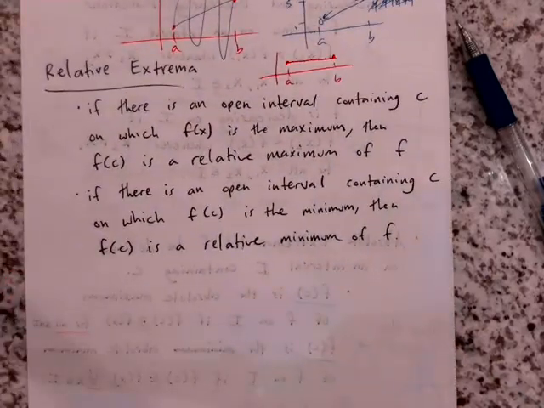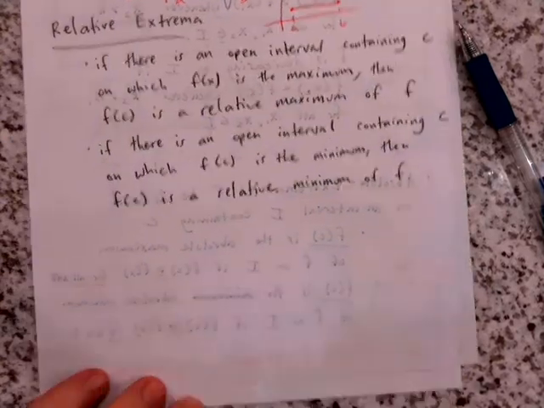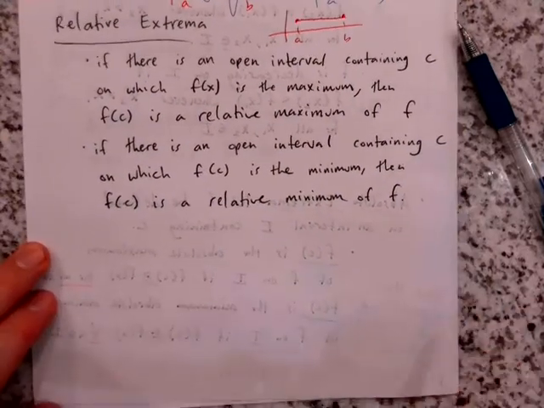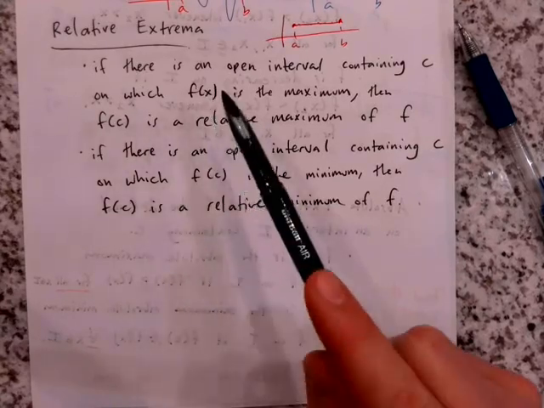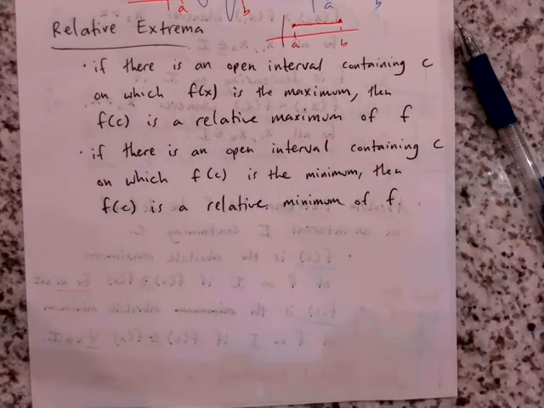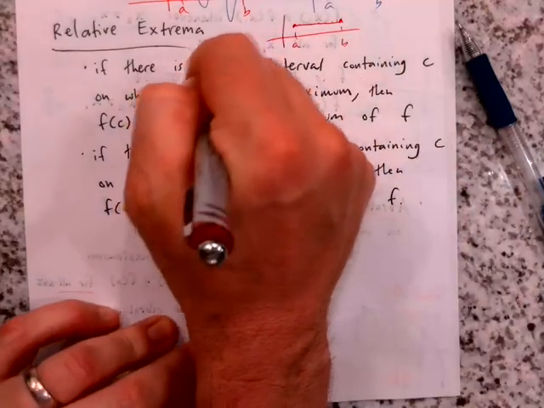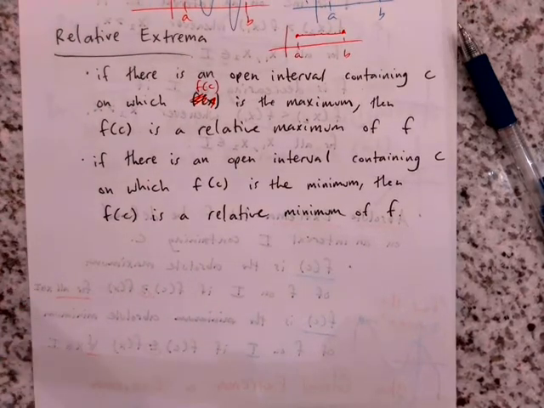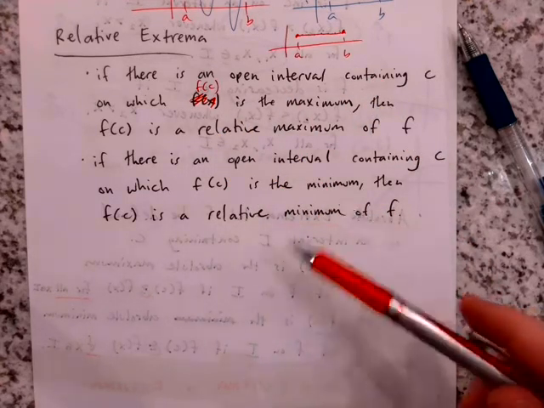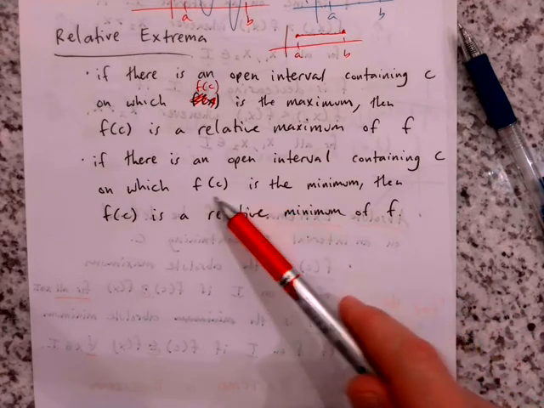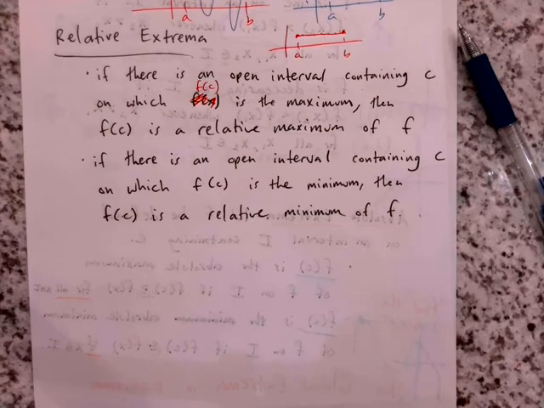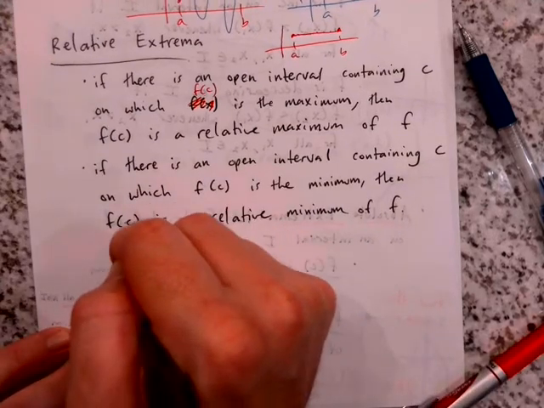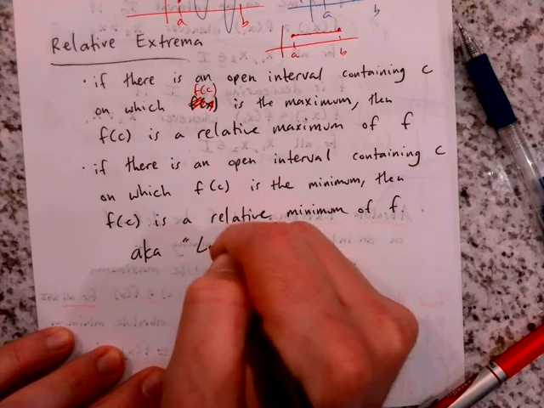Next, relative extrema. A relative extremum means that there's some open interval that contains c on which f(c) is the maximum. Made a mistake when I wrote this up. There we go. So if there is some open interval that contains the point c, and on that interval f(c) is the maximum, then f(c) is the relative maximum. Likewise, if there's some open interval that contains c in which f(c) is the minimum, f(c) is the relative minimum. Another word for this, aka, is local minimum.